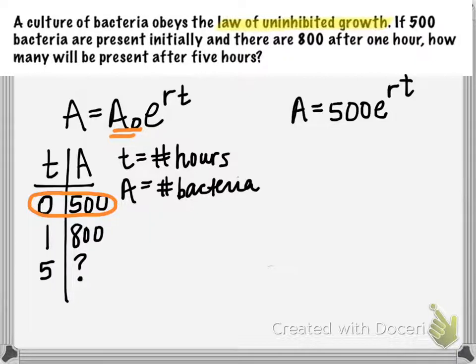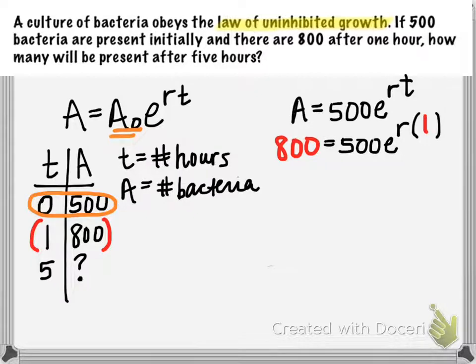Moving on, we have another ordered pair here. When time is 1, the amount is 800. So thinking of this as an x and a y value, in this case a t and an A value, we can just substitute these values in. Our amount is 800 bacteria, and that's when our time, our t value, is 1. So substituting those values into our model gives us this equation to solve, and we're going to be able to solve this equation for r.